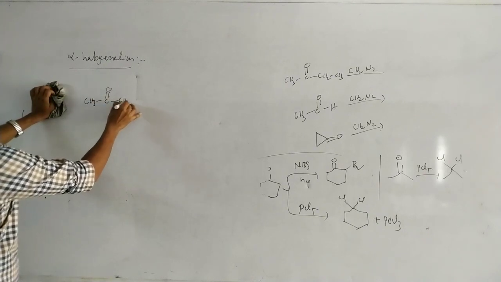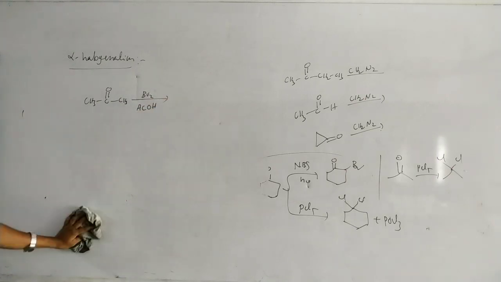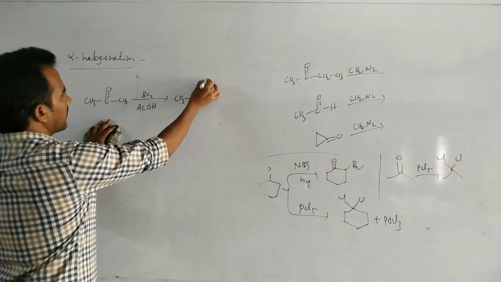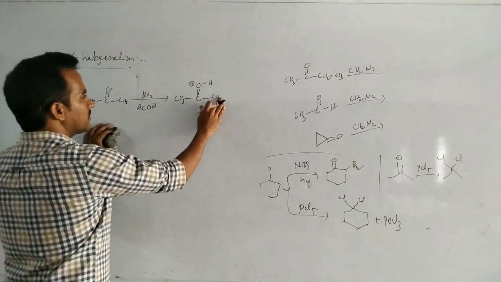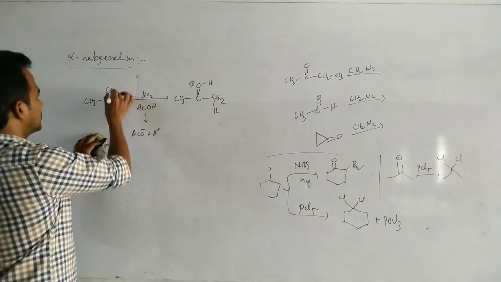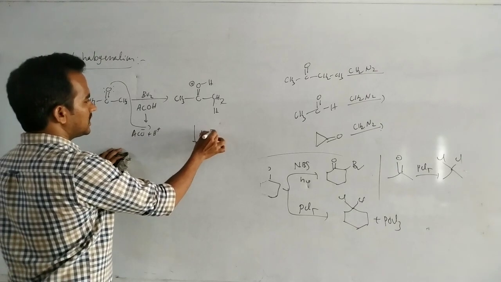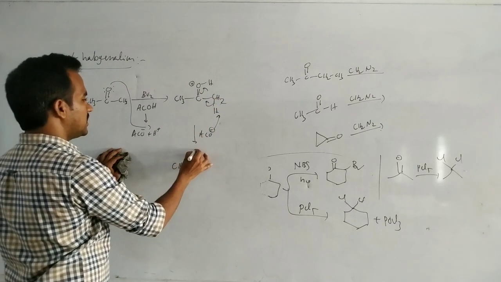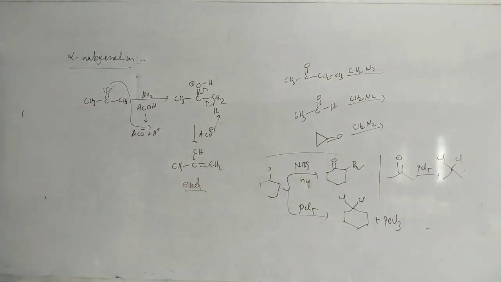First, suppose CH3C double bond O, CH3, this one with Br2 in the presence of acetic acid. This acetic acid is the proton donor, so protonation takes place. Protonation of this oxygen takes place, with AcO minus and H plus. Then AcO minus removes this proton, so here we will get the enol.